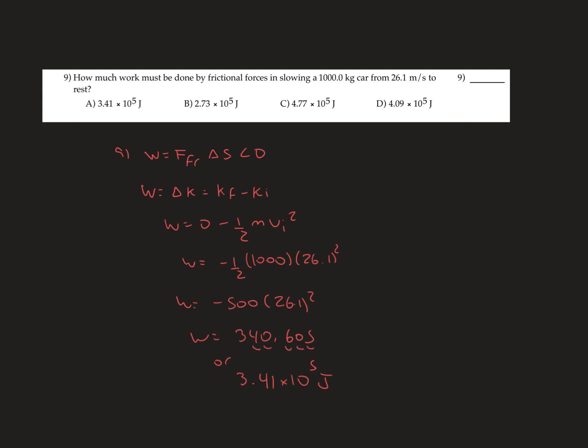So this problem is pretty easy. It says how much work must be done by frictional forces in slowing a 1000 kilogram car that is going 26 meters per second to rest, or zero. So one thing we should know is that the work is going to be equal to the force of the friction times the displacement, in this case delta S.